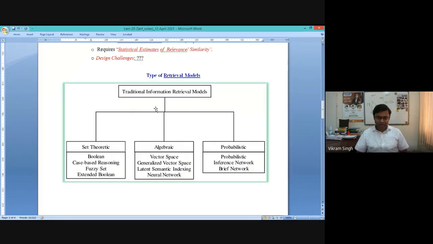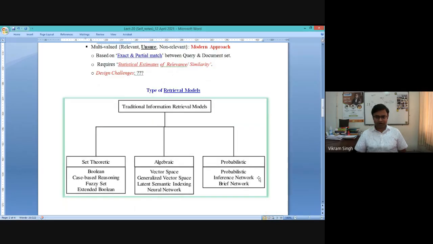In this, you can see the classification is defined on different characteristics. The first type is called set theoretic. The second is algebraic, and the third is called probabilistic, right? The algebraic and probabilistic ones fall into the modern type of retrieval models. But set theoretic retrieval models are purely the classical retrieval models. You can see Boolean based is placed here, then extended Boolean. In some cases, fuzzy set is also considered classical. For some, it is case-based reasoning also, right?